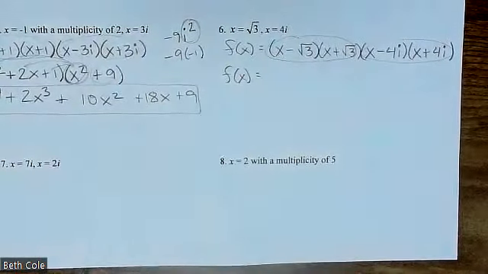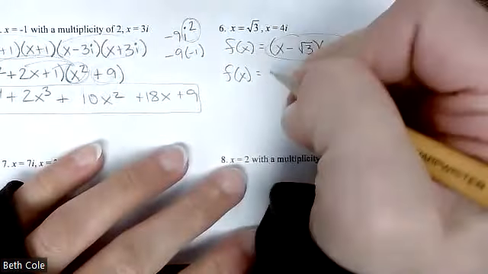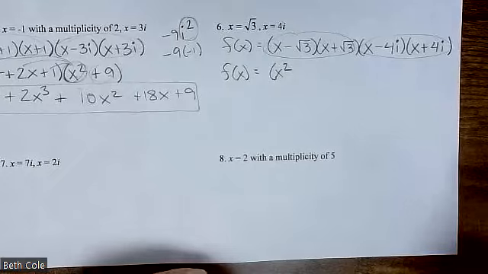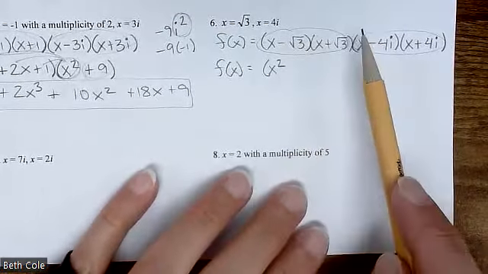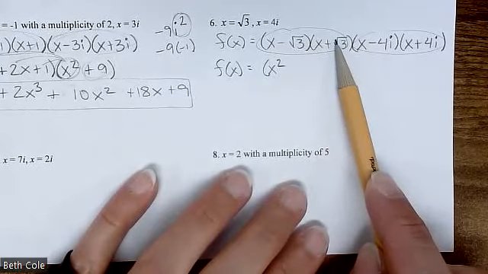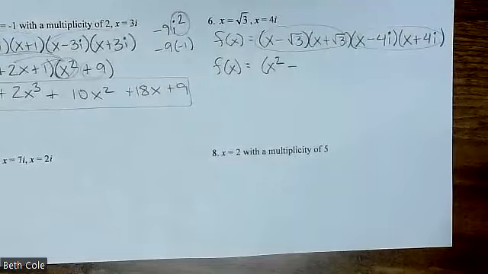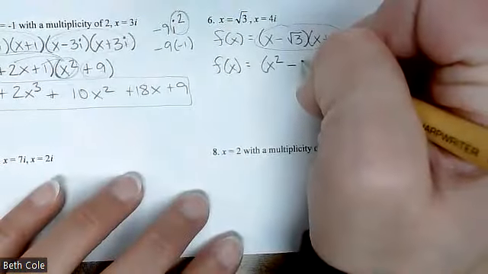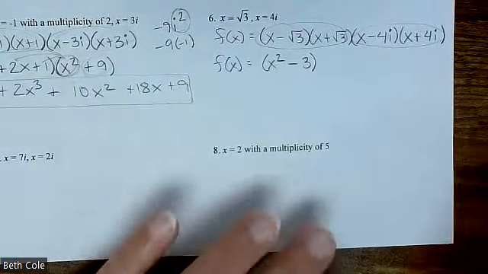And this one looks scary, but it actually won't be too bad because there's going to be a lot of canceling here. From this first one, you're going to get x squared. Outsides and insides cancel. Negative square root of 3 times positive square root of 3. Well, first of all, a negative times a positive is negative. Square root of 3 times square root of 3. Yeah, it's just 3. So yeah, minus 3.